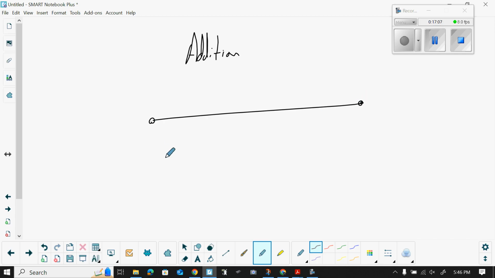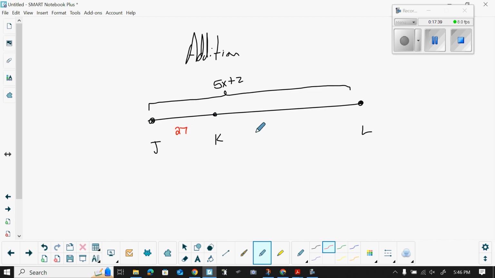Let me give you another segment. We'll do it with a segment here. Let's call this segment J. Let's put a K here. And the other end of this segment, L, so segment JL. Let's say I told you that the entire segment JL has a length of 5 times some number I don't know plus 2. Let's say I also told you that this segment right here, just the JK part, had a length of 27.